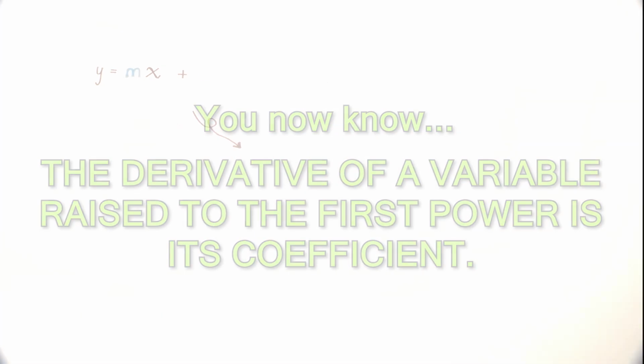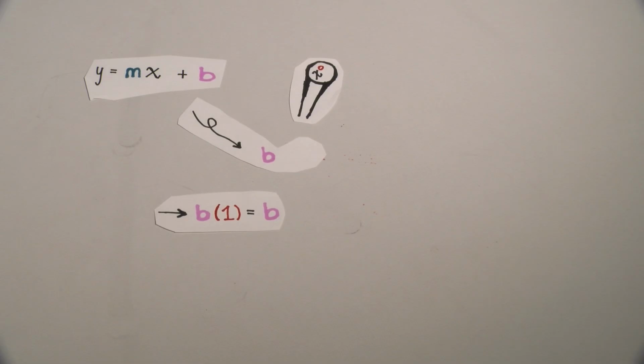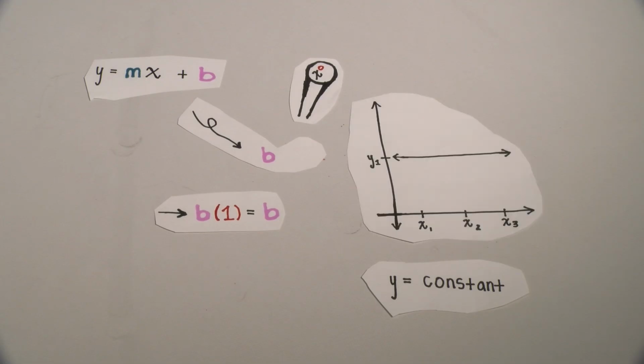With constants, we assume there actually is a variable. It's just raised to the 0 power, which makes the variable equal to 1. Since we proved the derivative is the slope, we know the slope of any equation y equals a constant is 0 because the graph is a horizontal line. So b, being a constant, has a derivative of 0 and disappears as well.